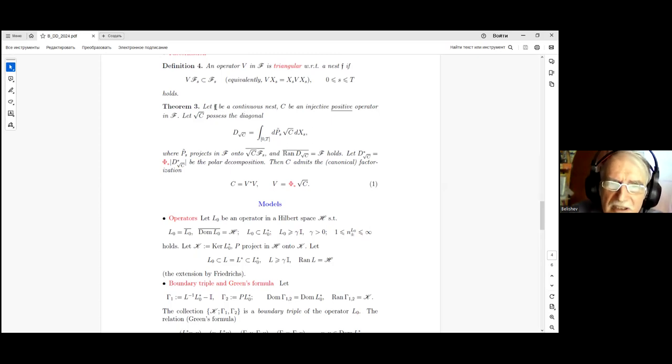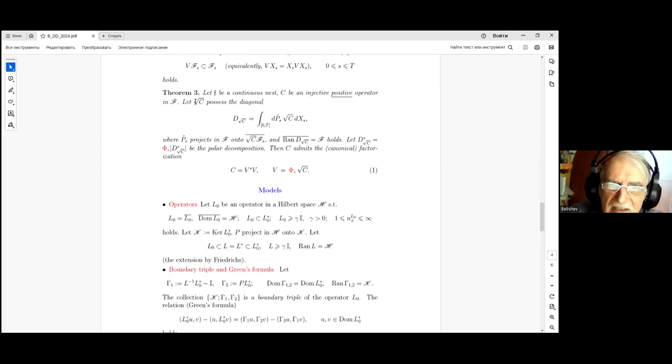So let F be a continuous nest, and C an operator of this kind. The square root of C is clear, and assume that the square root does possess a diagonal of this form, where P tilde is the projection onto the images as before. And moreover, we assume that this diagonal has full range. Okay, those are our assumptions.